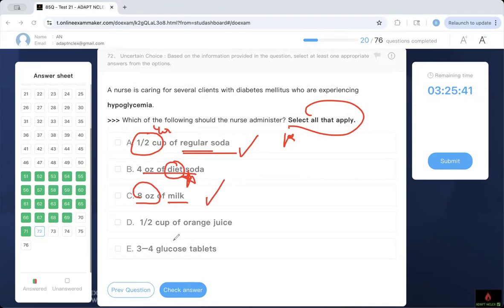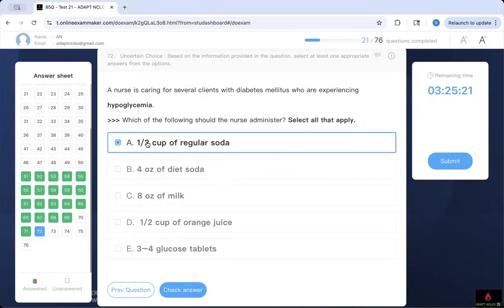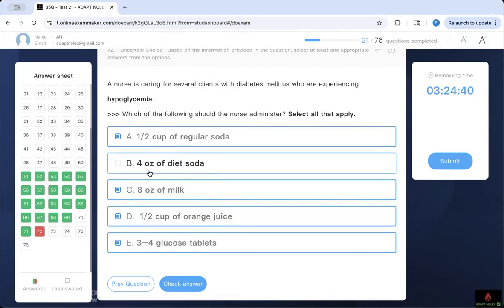You have to know all these 4. Half a cup of orange juice, which is 4 ounces of orange juice, will give you that. And 3 or 4 glucose tabs will also do that. These are exactly 15 grams of glucose. Therefore, I want you to know them and pay attention to that. Half a cup of regular soda, 8 ounces of milk, half a cup of orange juice, 3 to 4 glucose tabs is equivalent to 15 grams of glucose.